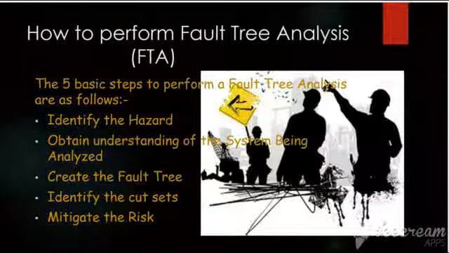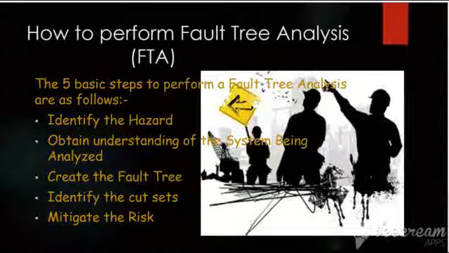So, how to perform FTA? There are 5 basic steps to perform FTA. First is identify the hazard. Second, obtain understanding of the system being analyzed. Third, create the fault tree. Fourth, identify the cut sets. Fifth, mitigate the risk.